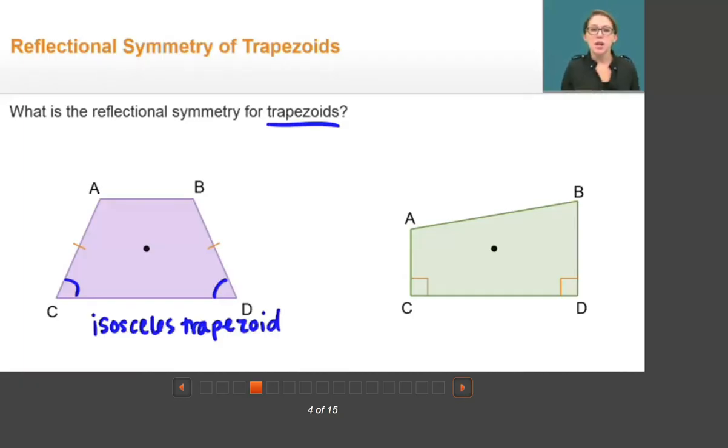If we try to draw a line vertex to vertex, we will not produce a mirror image on either side across the fold. So let's try vertical or horizontal perpendicular bisectors. Well, a horizontal line will not work because the top of the trapezoid is smaller than the bottom half. So let's try a vertical perpendicular bisector. So we have created a mirror image on either side that we can imagine to fold the trapezoid. So the isosceles trapezoid has one-fold reflectional symmetry. Now let's consider the right trapezoid.